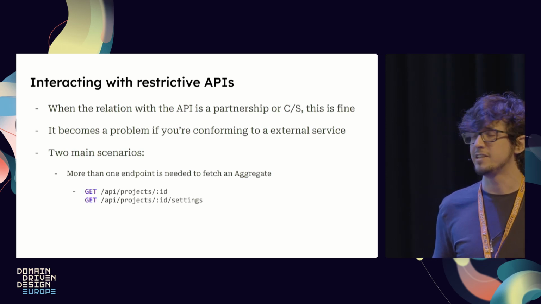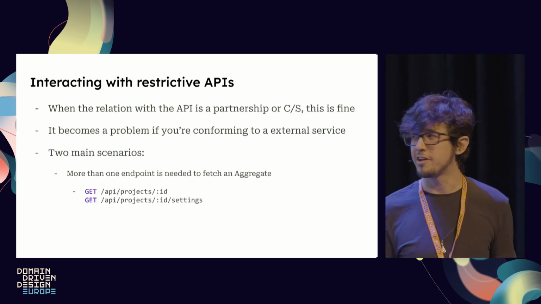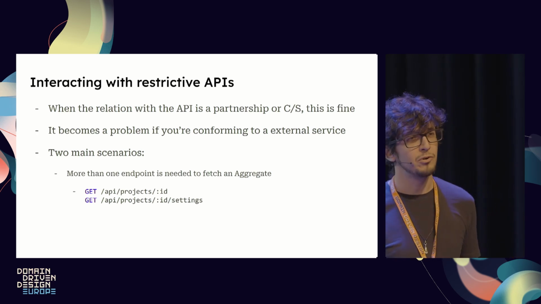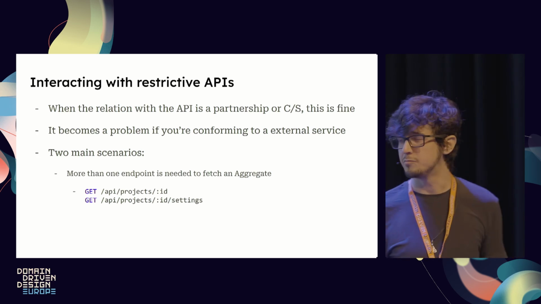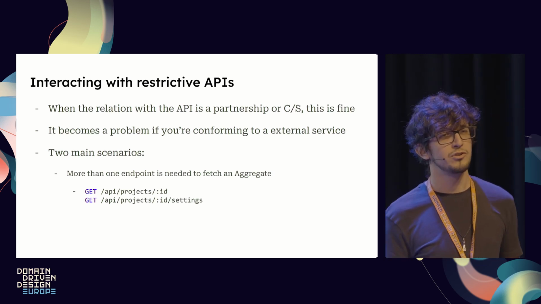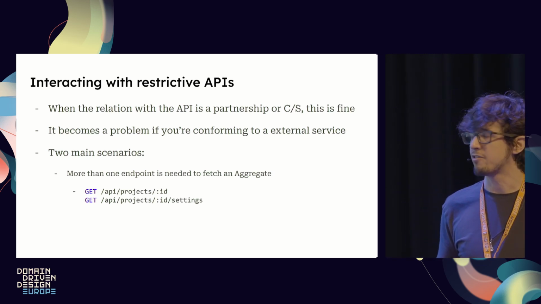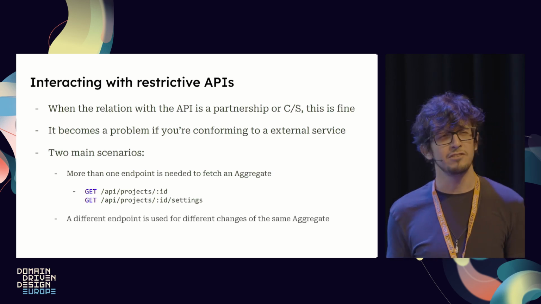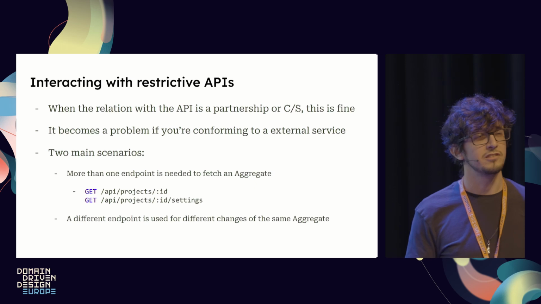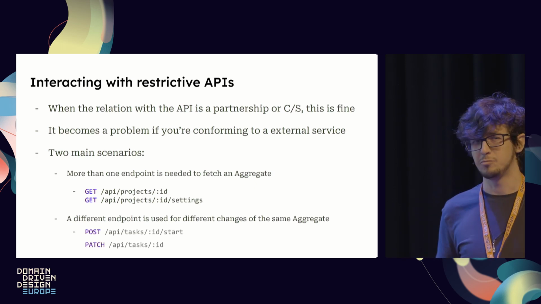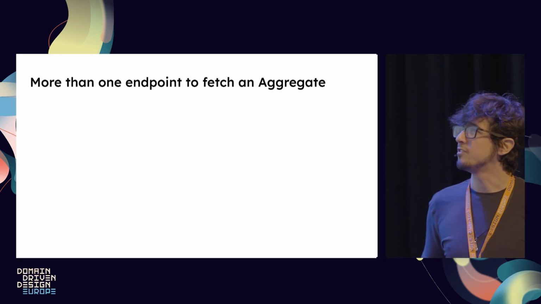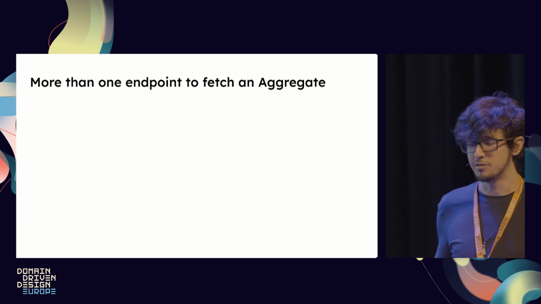So for example, let's say that you're going to fetch the project aggregate, and you need to hit the project ID endpoint to get most of the data of the project, and then hit a second endpoint just to get the settings of that project to build the project aggregate on the front end. And there's an even trickier one, which is when you have a different endpoint for each different change that can happen in that aggregate, which is the example that we just saw in the last slide. Okay, so let's tackle the first one.